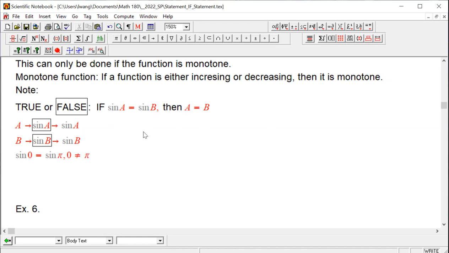When the outputs are the same, then the inputs are the same. This is only true when it is a 1-to-1 function. Monotone functions are 1-to-1. If it's increasing, it's 1-to-1. If decreasing, it's 1-to-1. Therefore it's true for increasing, it's true for decreasing. It's not true if the function is not 1-to-1.